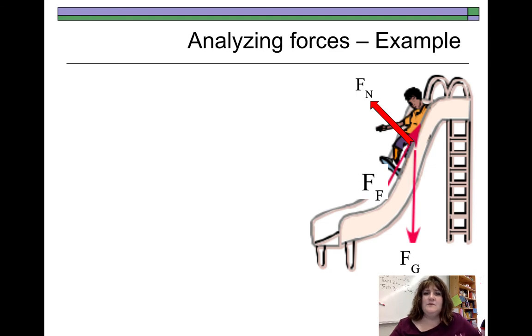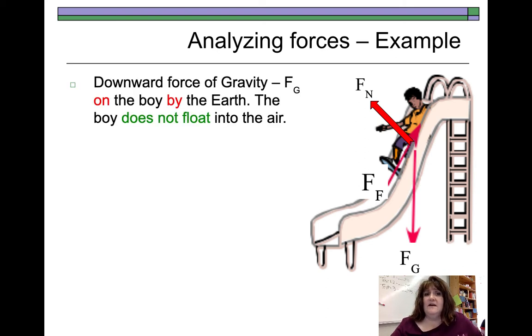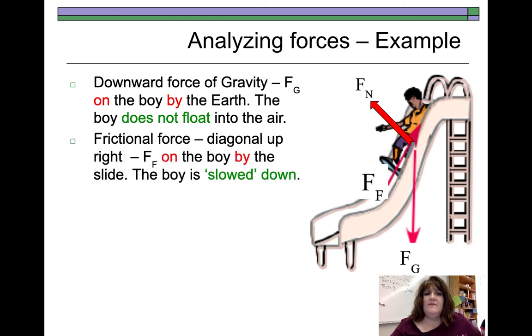When you go to analyze forces, sometimes it's easier just to look at the picture and identify what you have, and you will always have gravity. So you draw a little arrow down, say Fg, force of gravity. Then, right, force of gravity on the boy by the earth, because the boy doesn't float, and earth causes gravity. Then we have the force of friction. It's diagonal up to the right because it's going to go the opposite of the motion. The boy's going down the slide, so the force of friction goes up the slide.